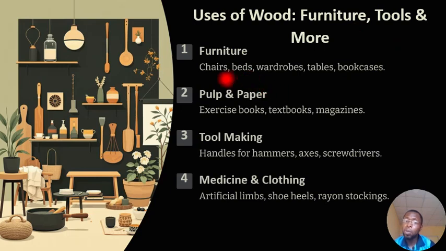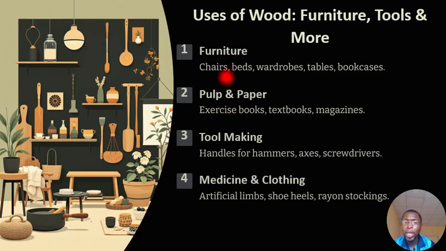All right. And lastly, we use wood for furniture, like we said earlier, for tools and more. For furniture, we used to make chairs, beds, wardrobes, tables, bookcases, what we call shelves. So we use wood to make them. You could see a wooden table here. You could see one here. You could see a wooden chair here. So we even have a wooden spoon with a wooden handle. All right. So wood plays a lot of roles.